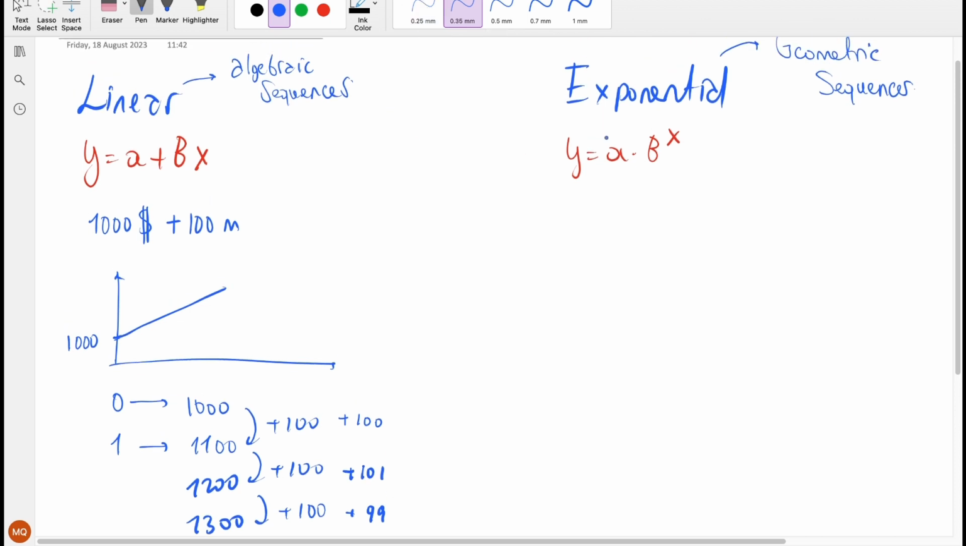Let's continue with exponential. For exponential, let's say that we have 1,000 and we are putting it in the bank and we are getting a 10% increase every year. We learned that a 10% increase is multiplying by 1.1. We will look at this type of investment word problems after linear and exponential growth.